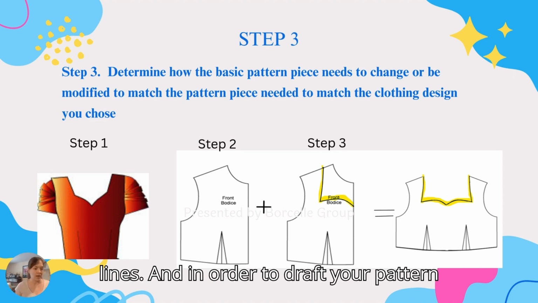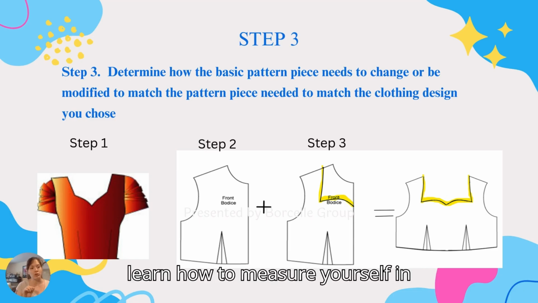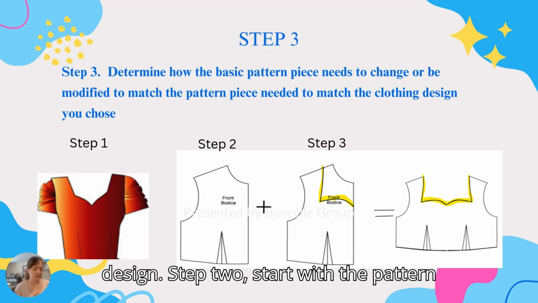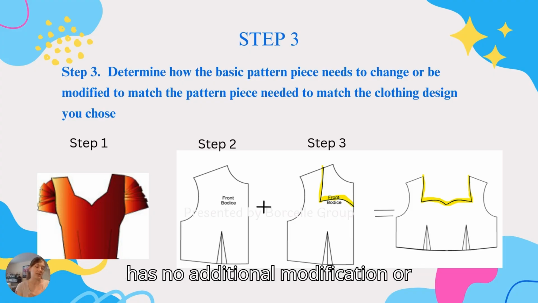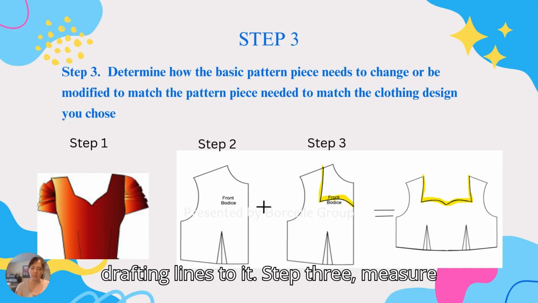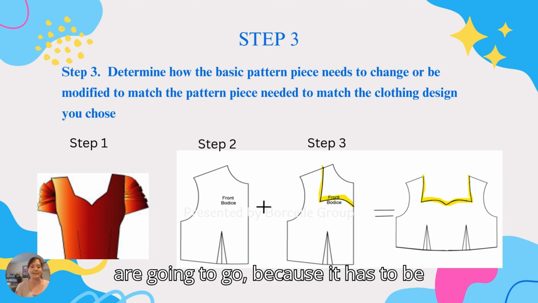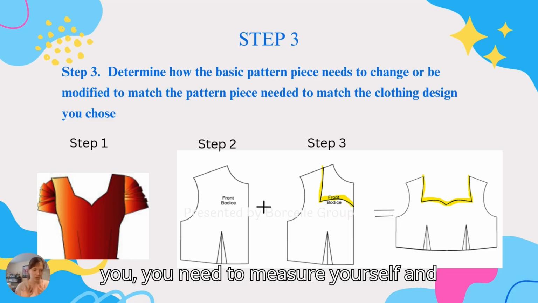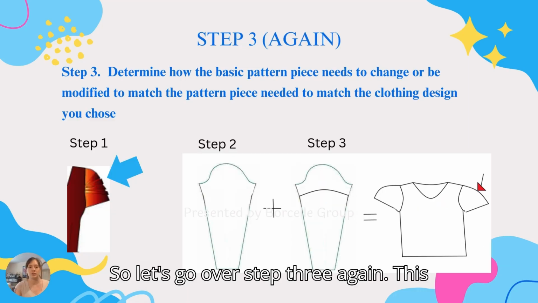And in order to draft your pattern piece correctly for your own body shape, you'll be measuring. You're going to learn how to measure yourself in Seamstress Accelerator to get those lines exactly correct. So step 1, start with the original design. Step 2, start with the pattern piece that you know you need, and it's going to be a blank pattern piece that has no additional modification or drafting lines to it. Step 3, measure yourself for where your drafting lines are going to go, because it has to be specific to your body shape if the clothing is, of course, going to be worn by you. You need to measure yourself and make sure that you know where your lines are going to go before you draft them.